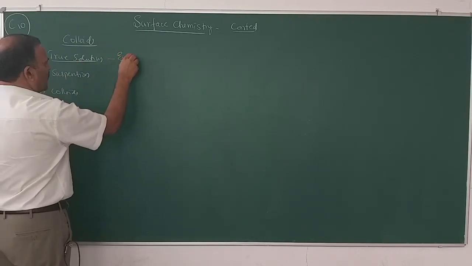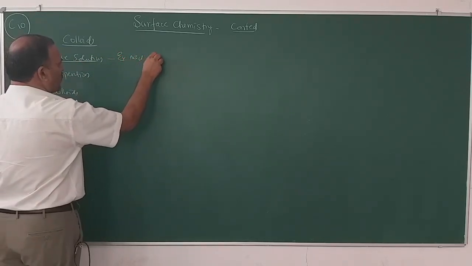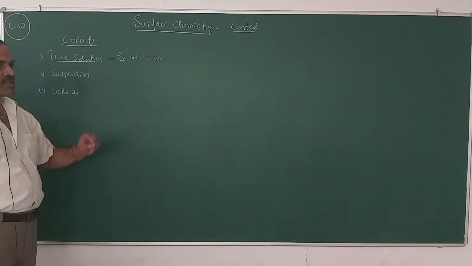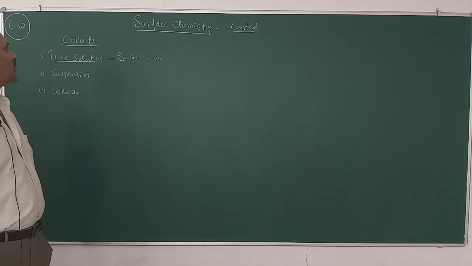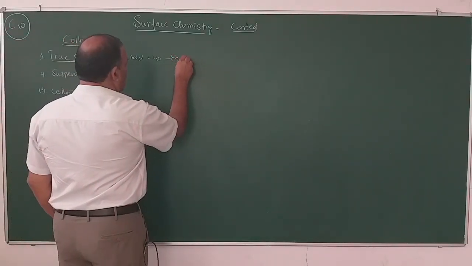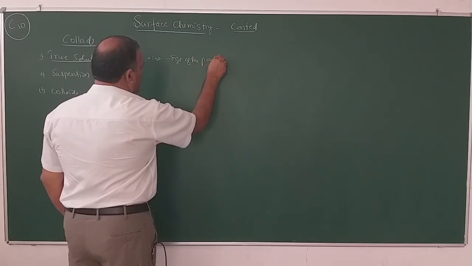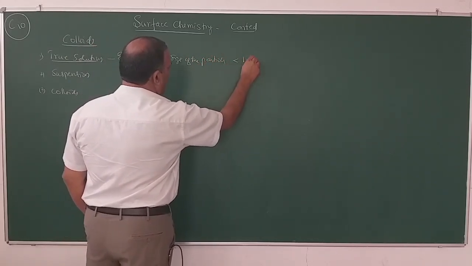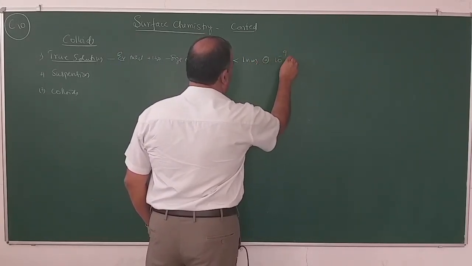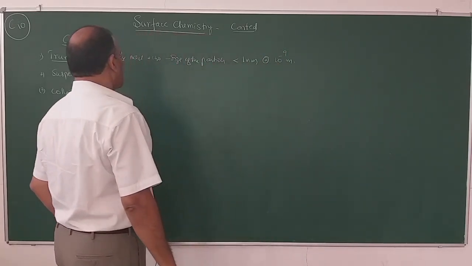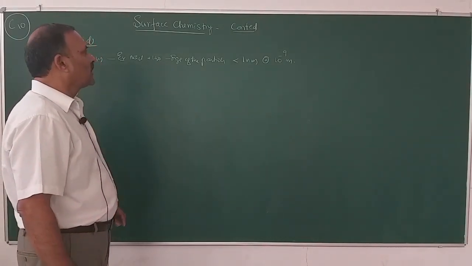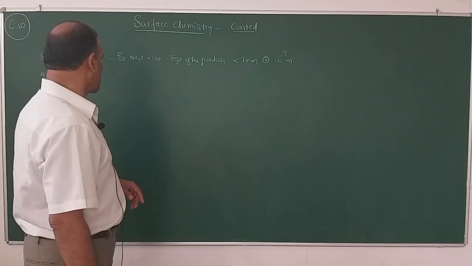For example, when sodium chloride is dissolved in water, you will get a true solution. A true solution is a homogeneous mixture in which the size of the particles is less than 1 nanometer or less than 10 to the power of minus 9 meter, and these particles can pass through parchment paper and cannot be seen even under ultramicroscope.